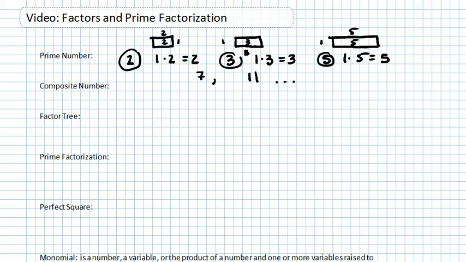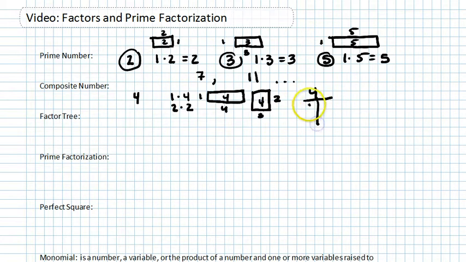Composite numbers, on the other hand, are numbers that have more factors than just one and itself. So let's take the number 4. Well, I can get 4 by taking 1 times 4, but I can also use the factors 2 times 2. So I can make a rectangle with an area of 1 by 4, but I can also make one that's 2 by 2. So the factors of 4 include 1, 4, and 2, and 2.